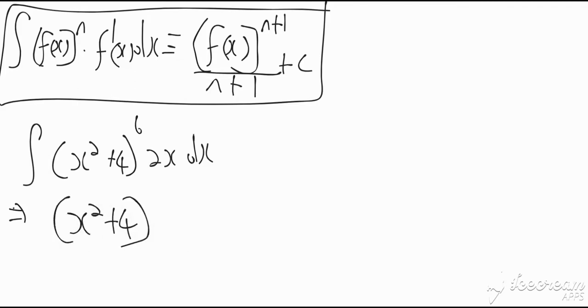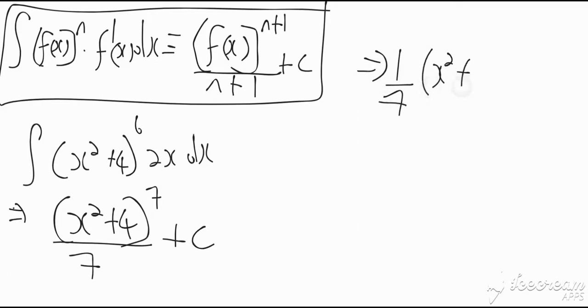We add 1 to that power. The power of the bracket is 6. So it's going to become 7. We put that all over 7. And we add the constant of integration here. So we could actually write that as, and if you want to further manipulate that, you could actually write it as 1 over 7 times x squared plus 4 all raised to the 7th power plus c, the constant of integration. Now what we're going to do, we're going to go it the long way and use a substitution and see if we actually get the same answer. So let me get some space here.